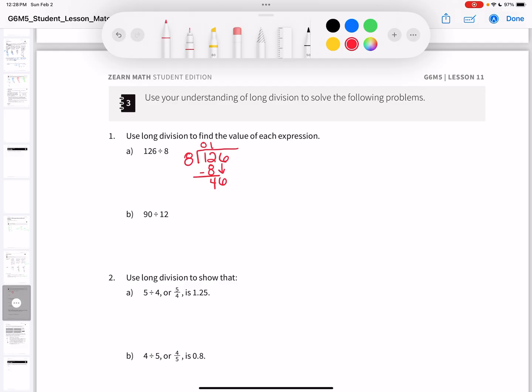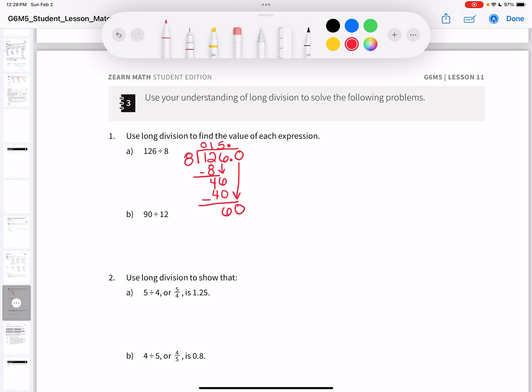8 goes into 46 5 times. 5 times 8 is 40. So we subtract that out and we get 6. Now, we have a remainder. We can't leave it like that. So we're going to add our decimal and our 0. And I immediately write my decimal in my answer as well, so I don't forget that. Then I pull down my 0.